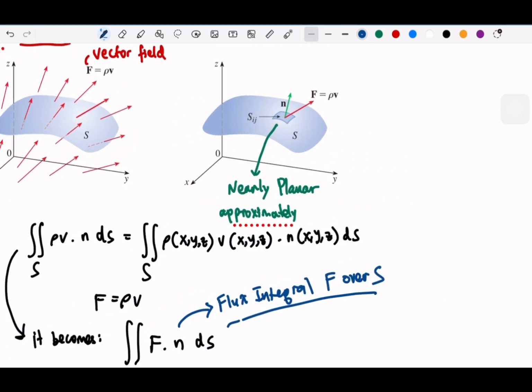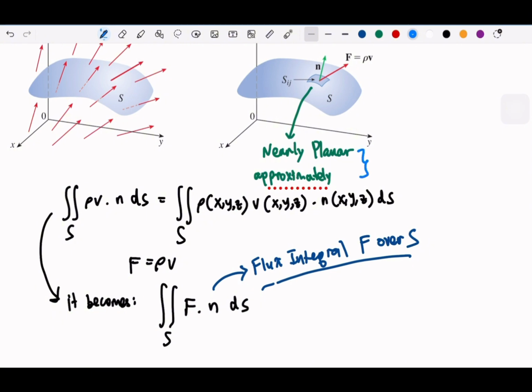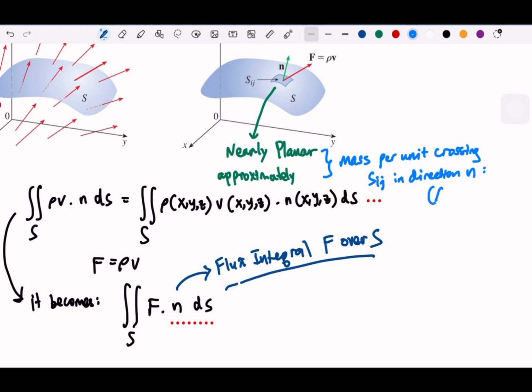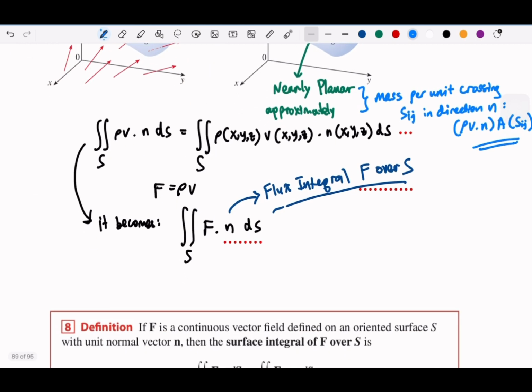Maybe just notes here why this can be written as dots. Because it is nearly planar, the mass per unit time crossing Sij in direction n is approximately rho v dot n times a, and we can use this to get into the definitions.